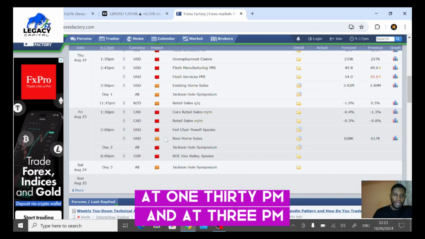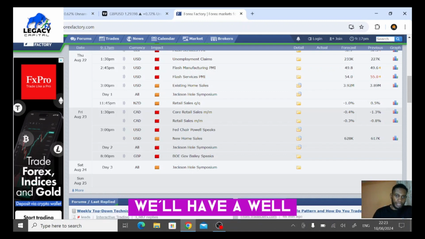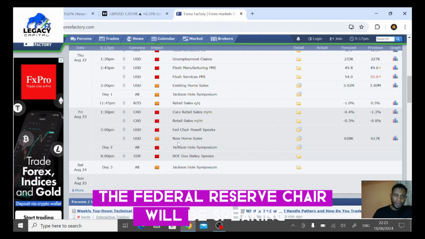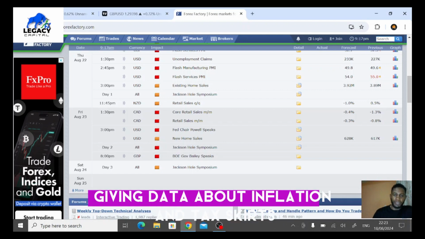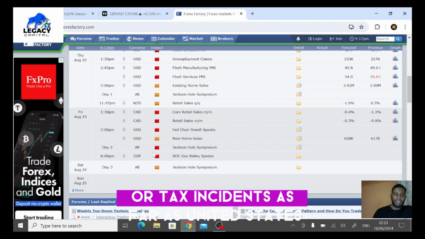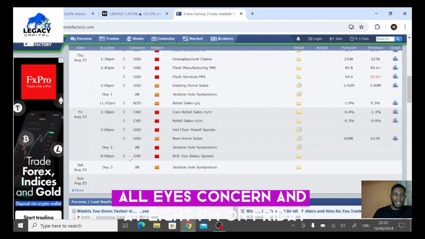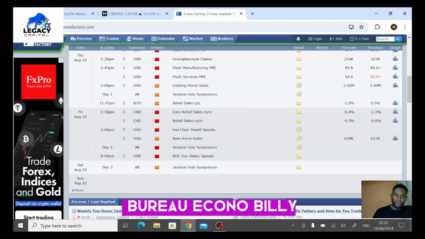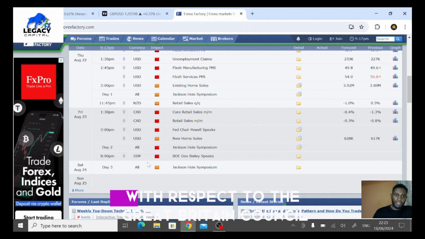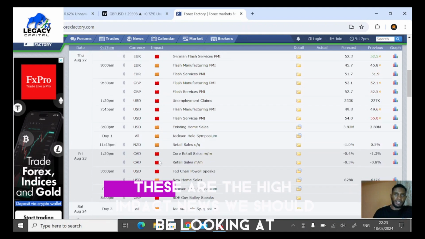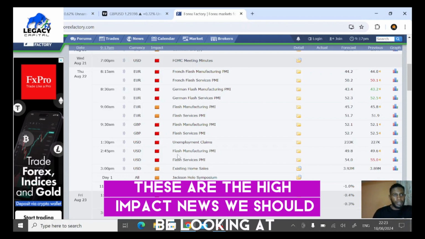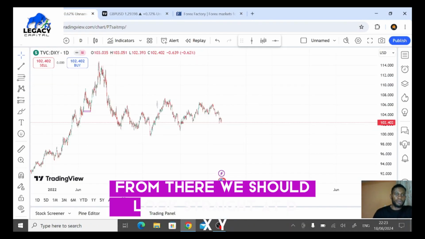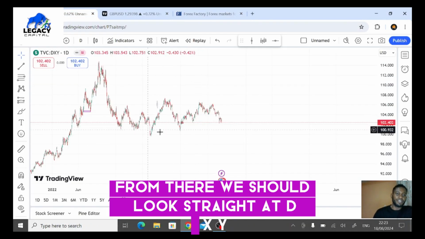And at 3 p.m. Powell, the Federal Reserve Chair, will be speaking, giving data about inflation and tax cuts or tax maintenance as far as the United States dollar is concerned. And at 8 p.m. on Friday, BOE Governor Bailey will be speaking with respect to the Great Britain pound. So these are the high impact news we should be looking at. From there, we should look straight at DXY.